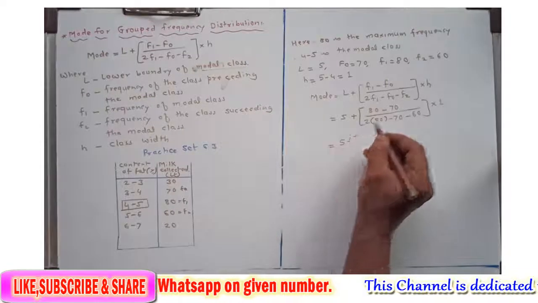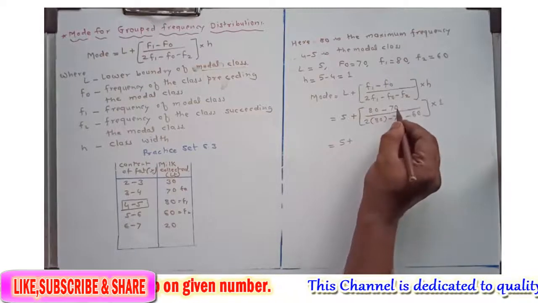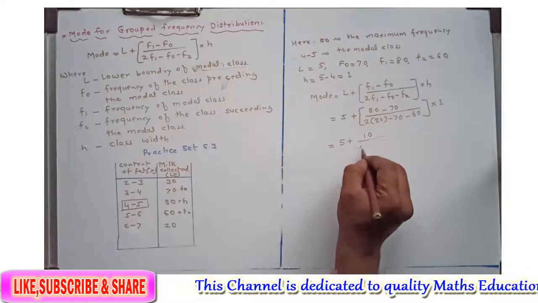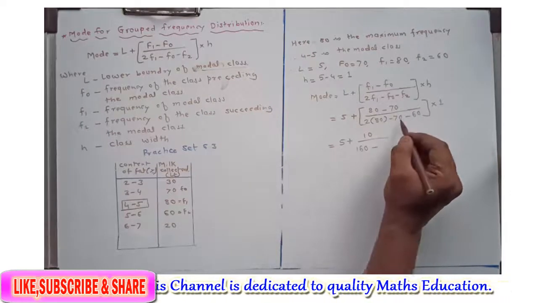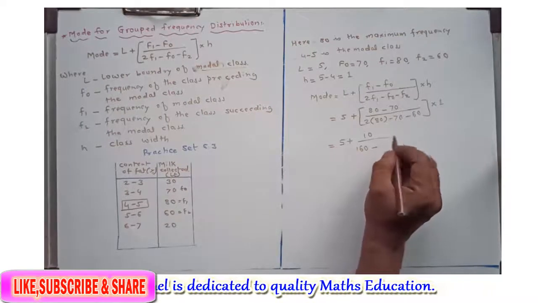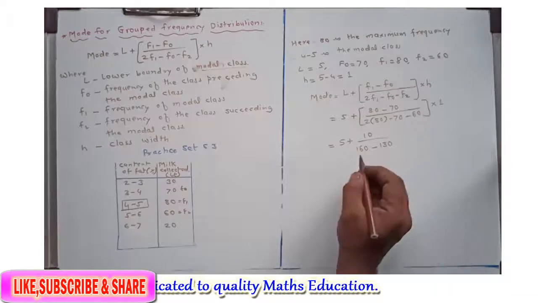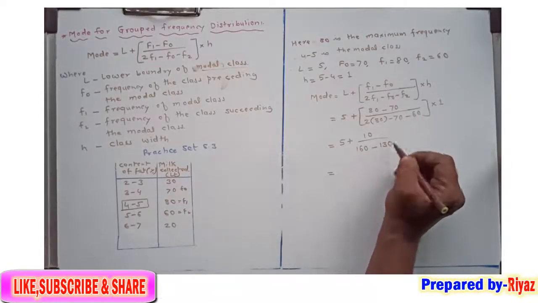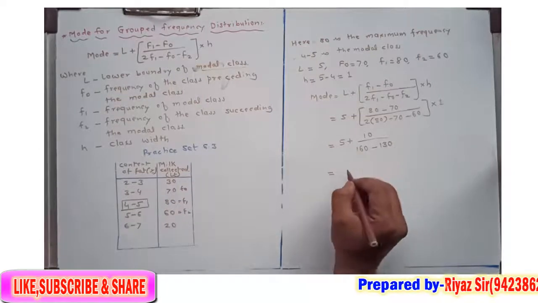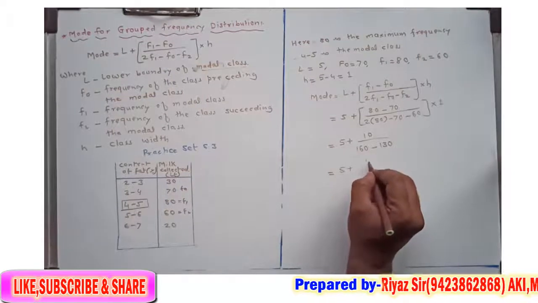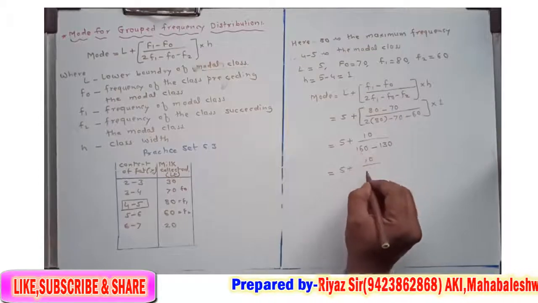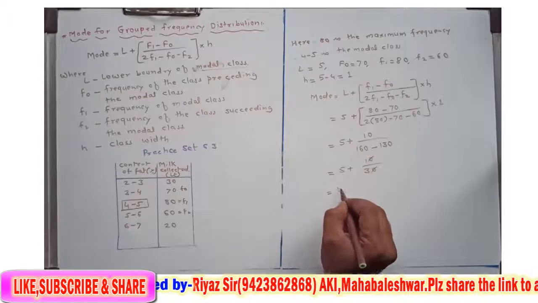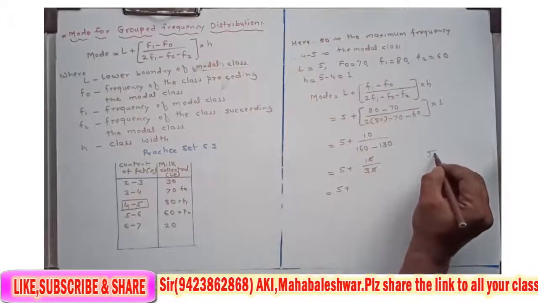So this 5 plus 80 minus 70. So 80 minus 70, it is 10, upon 2 into 80, that is 160, minus 70 minus 60, minus 70 minus 60, it is minus 130. Same sign is there, so we have to take addition, and since both numbers have minus sign, answer is minus 130. So you will get 5 plus 10 upon 160 minus 130, that is 30. So this 0 gets cancelled, and 5 plus, just divide 1 by 3.